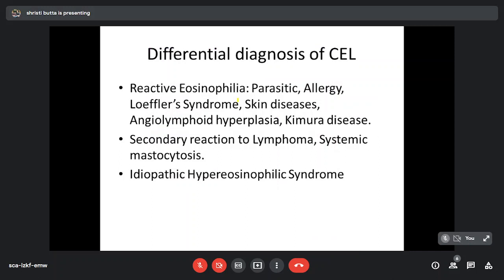Now coming to the differential diagnosis of chronic eosinophilic leukemia. Yes, you have reactive eosinophilia that was covered in the last lectures. It may be due to parasitic causes, allergy, Loeffler's syndrome, skin, Kimura's disease. There may be secondary causes due to lymphomas and systemic mastocytosis, or it may be an idiopathic hypereosinophilic syndrome.